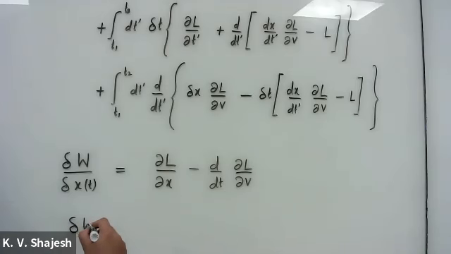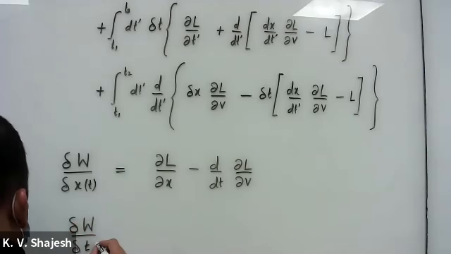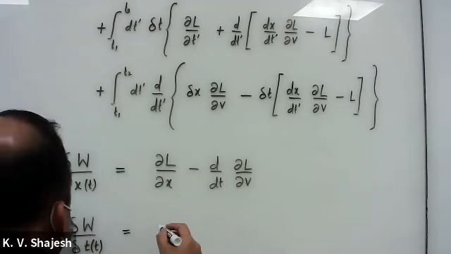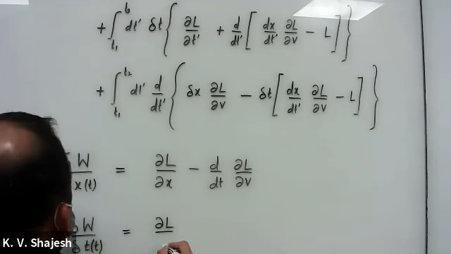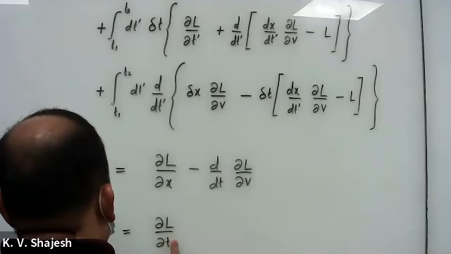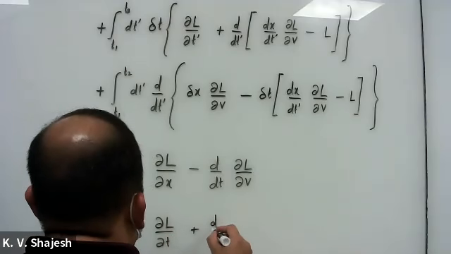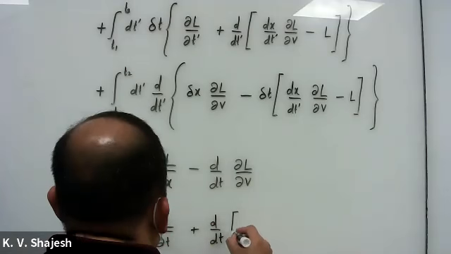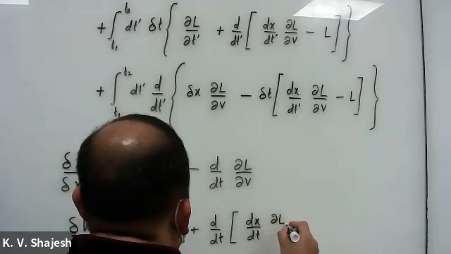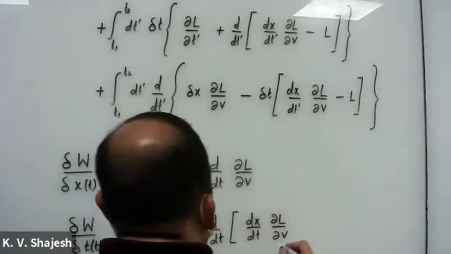There's also the variation in the action due to variation in time, where this variation can depend on t. That's everywhere. This variation as a function of time is equal to ∂L/∂t prime, dt, plus d/dt of, minus L.